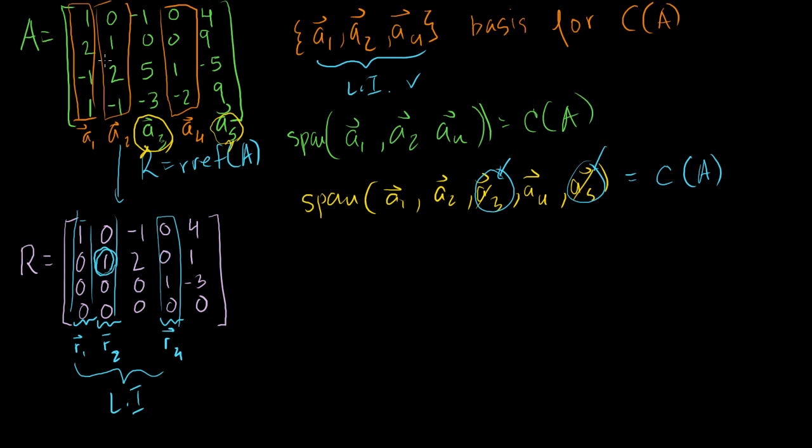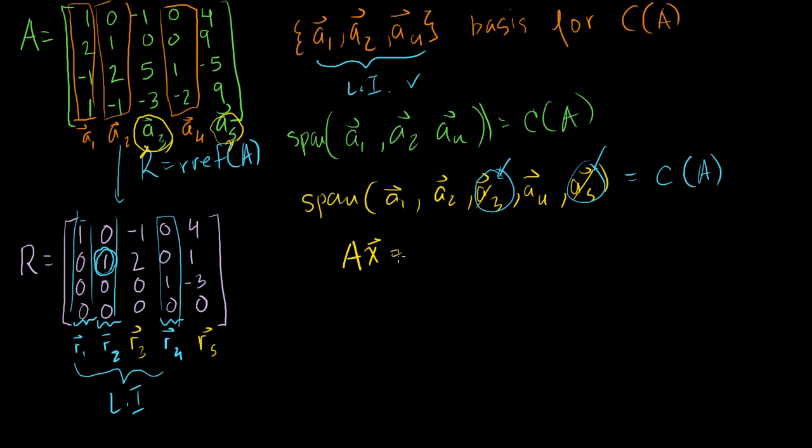So each of these column vectors, A1 through A5, and then each of these column vectors, let me label them R1, R2, R3, R4, and R5. Now let's explore the null spaces again, or not even the null spaces. Let's just explore the equations.